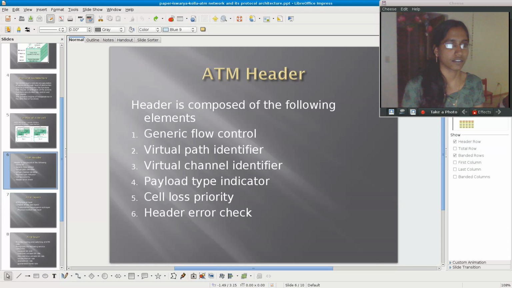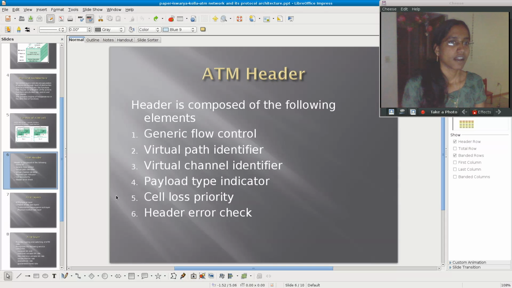The next one is cell loss priority. It is a 1-bit field and is used as a priority indicator. The cell has higher priority when the bit is set to 0, and hence the switch should send this cell without any delay. When the bit is set to 1, during congestion situations, the switches will remove the cell.